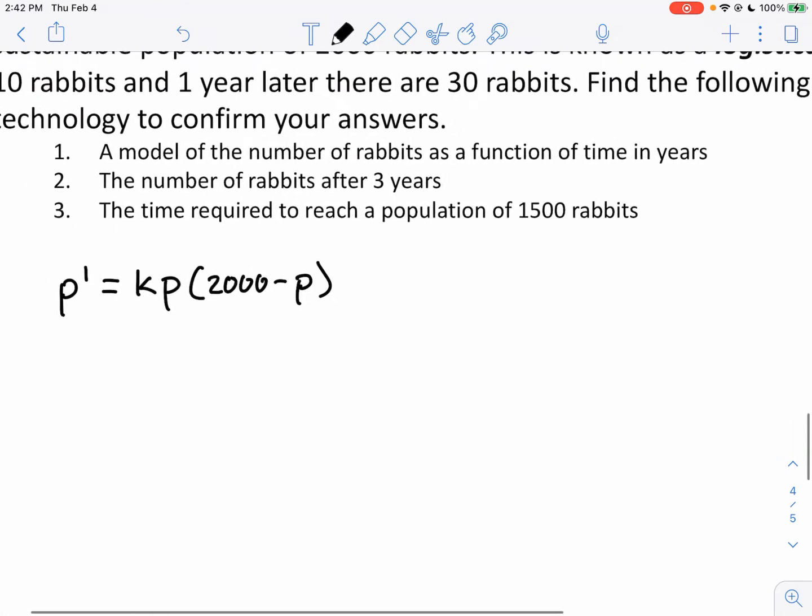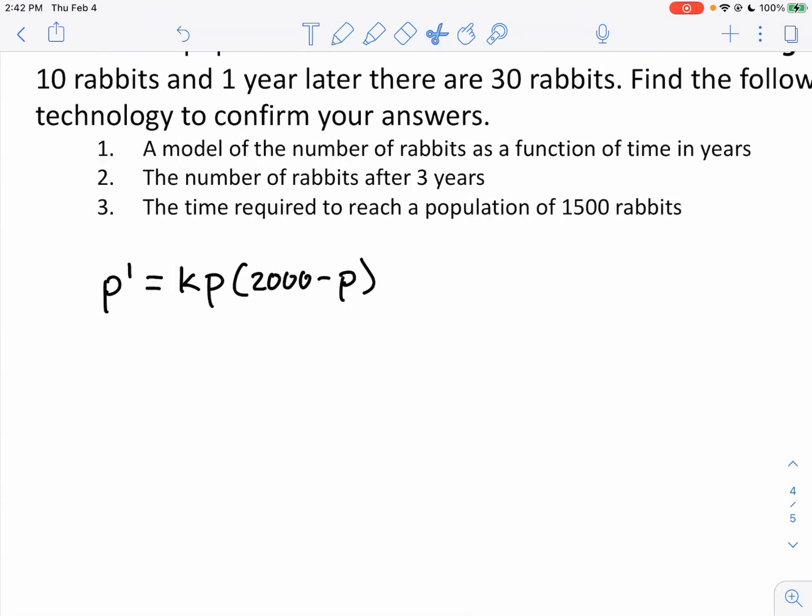Notice that P prime will be 0 for two different values of P. So if you start with a population of 0, like begin with 0 rabbits and then ask what's going to happen to the population of rabbits over time, well, they're just going to stay 0 because there are no rabbits to reproduce. And if you change this P to a 0, if population is 0, that's going to zero out all of this, meaning P prime is 0, meaning we're not changing anything. The other value of P, for which population prime will be 0, is if P is 2,000.